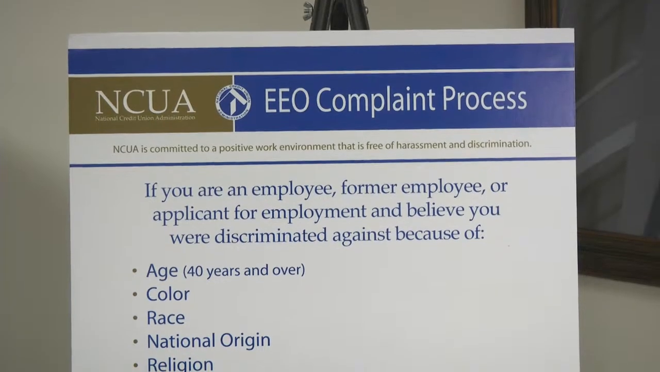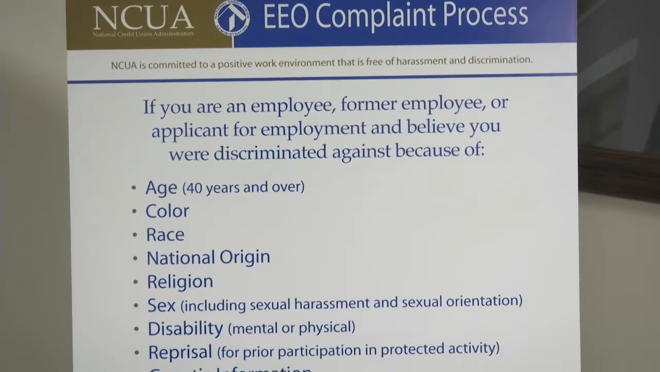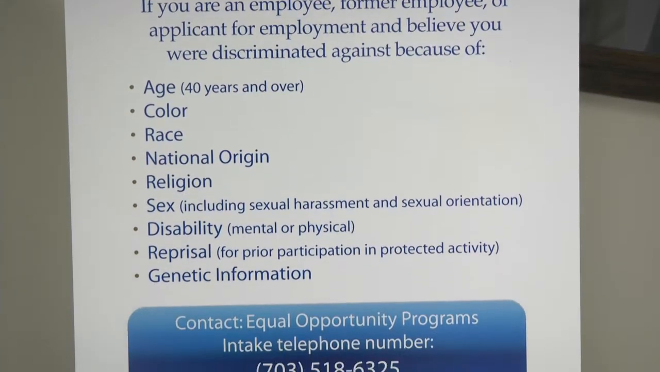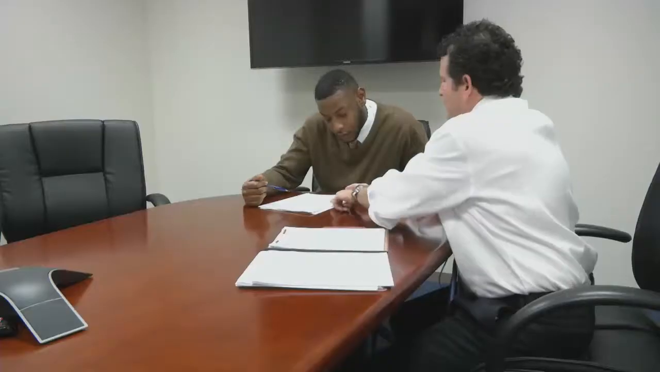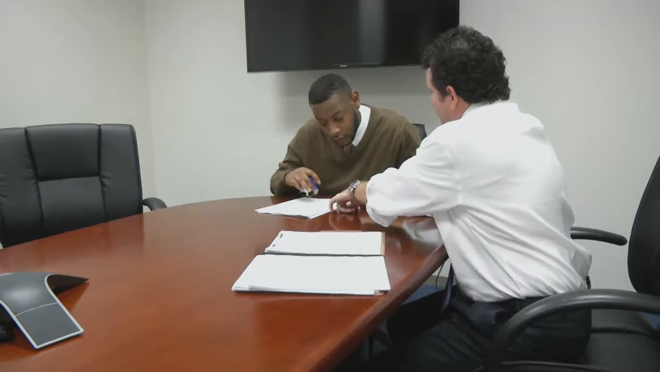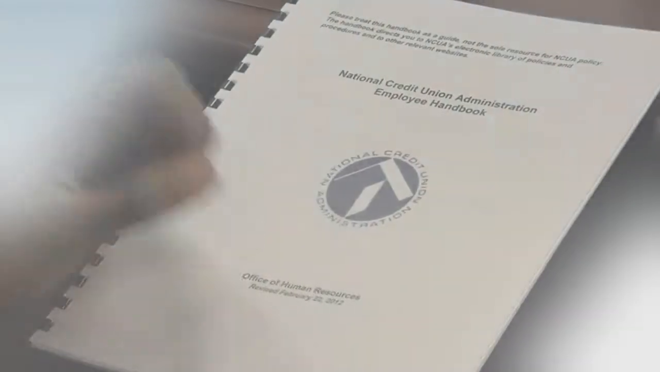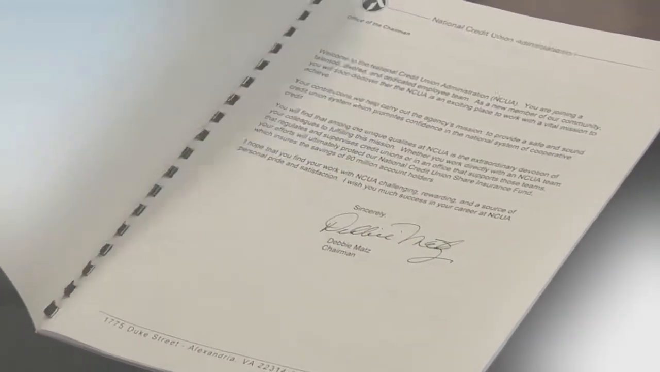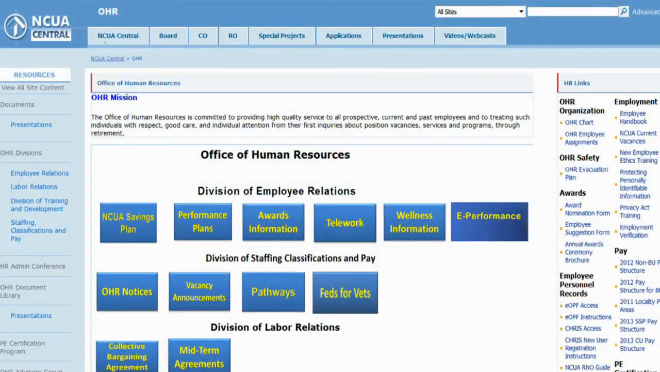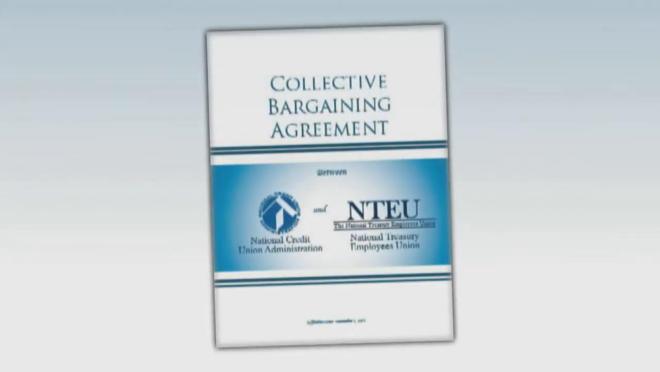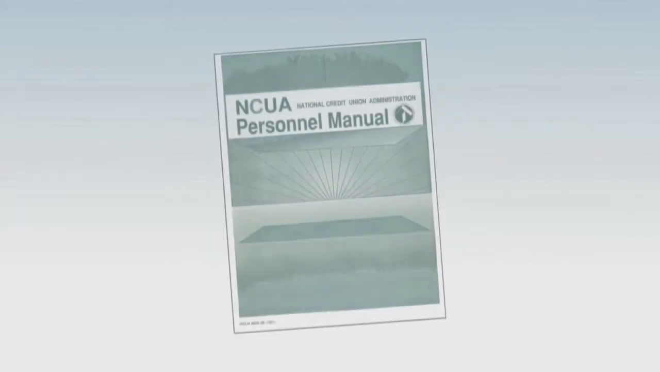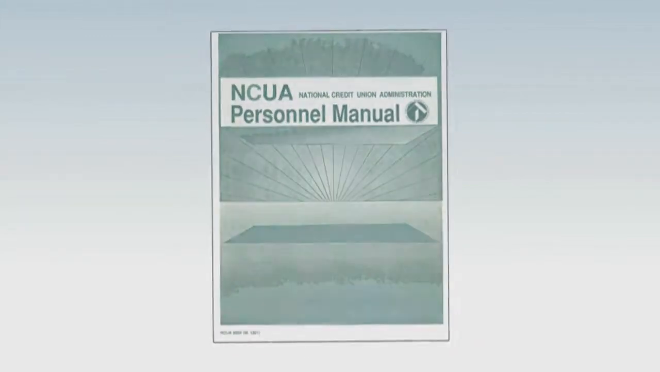If you're not satisfied with your year-end appraisal, surely you can have a conversation with your supervisor and talk about your concerns. Or if you want to take it on a more formal note, you can contact EEO or you can file a formal grievance. Any employee who scores at least fully successful on their year-end appraisal is eligible for a merit increase. For more information on performance management, refer to the NCUA Employee Handbook, the OHR site on NCUA Central, Article 26 of the Collective Bargaining Agreement, or Chapter 6 of the NCUA Personnel Manual.